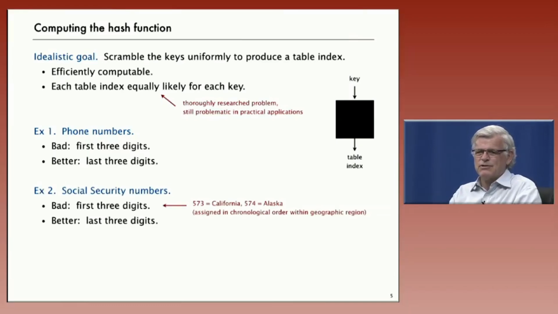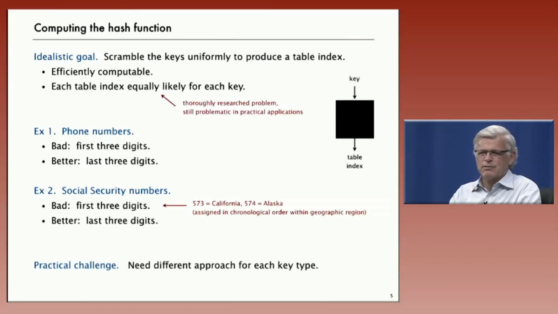Again, it's not too good to use the first 3 digits because they're associated with some geographic region, and it's better to try to use the last 3 digits. And the real practical challenge with hashing, with developing a hash function, is that every type of key needs a hash function, and you need a different approach for every key type. Now, for standard keys like integers and strings and doubles and so forth, we can count on the designers and implementers of Java to implement good hash functions.